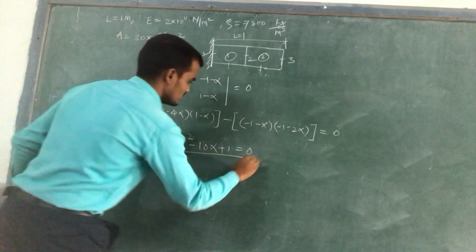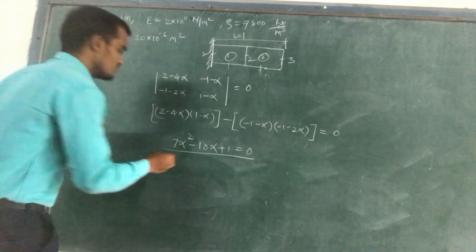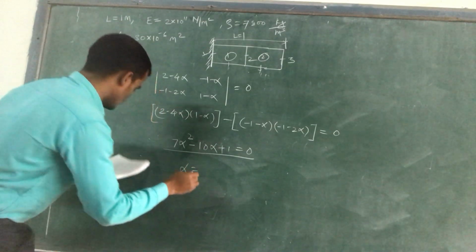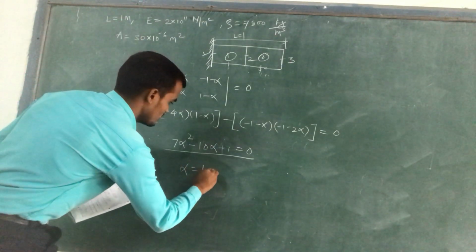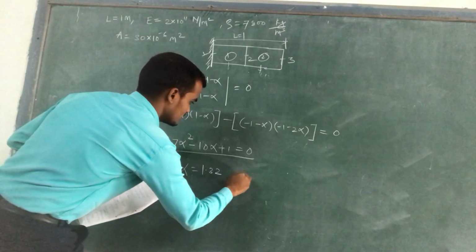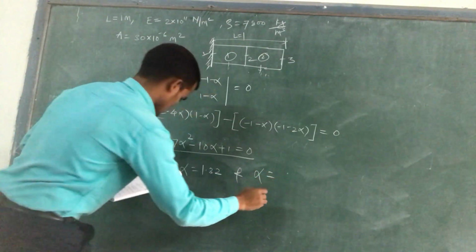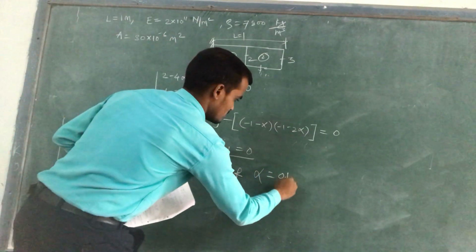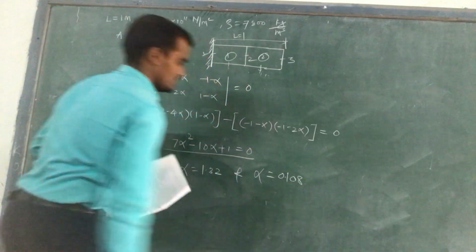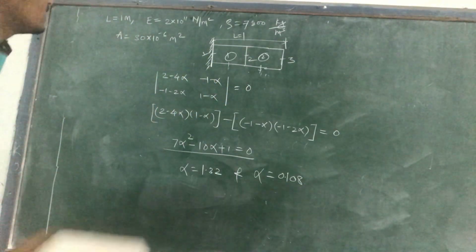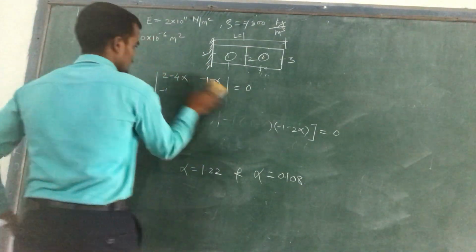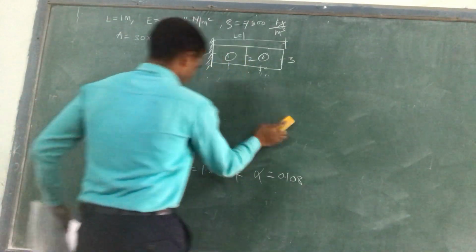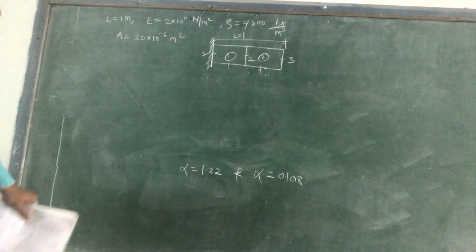And if we solve this quadratic equation for two roots, we will get alpha first is equal to 1.32 and second is equal to 0.108. Okay, so we will get these two values: alpha is equal to 1.32 and alpha is equal to 0.108.